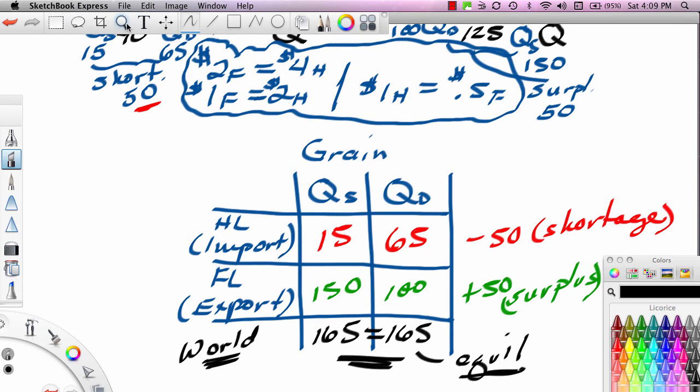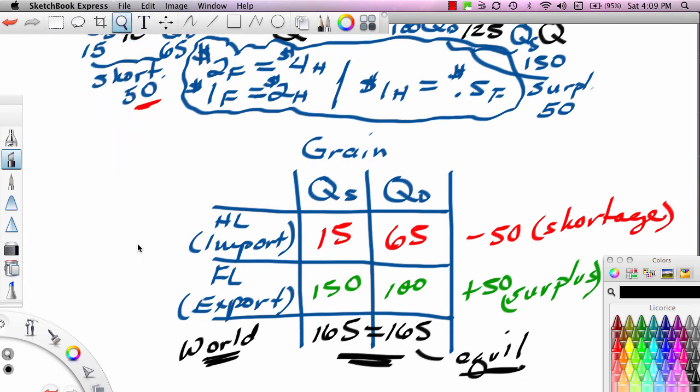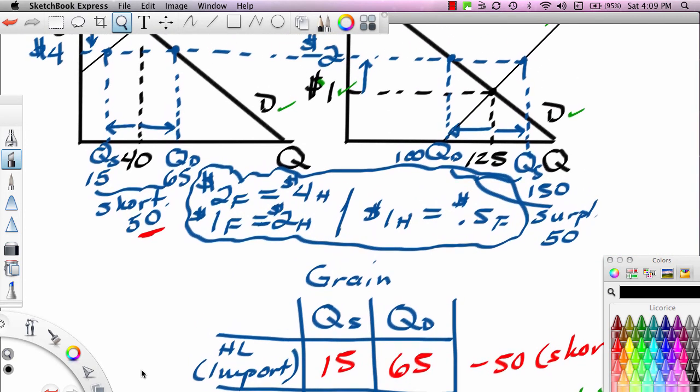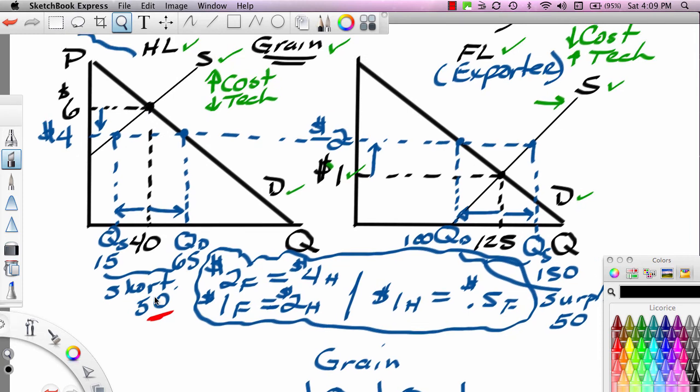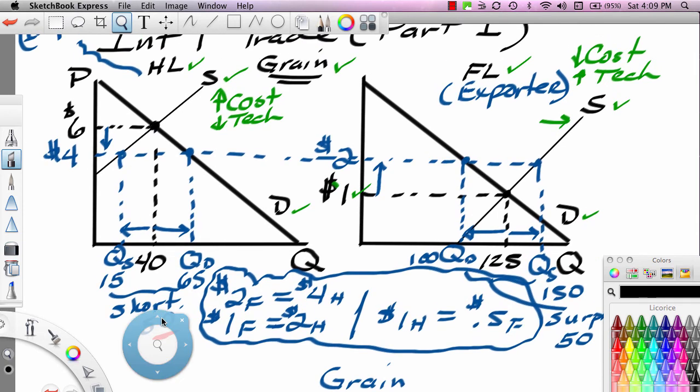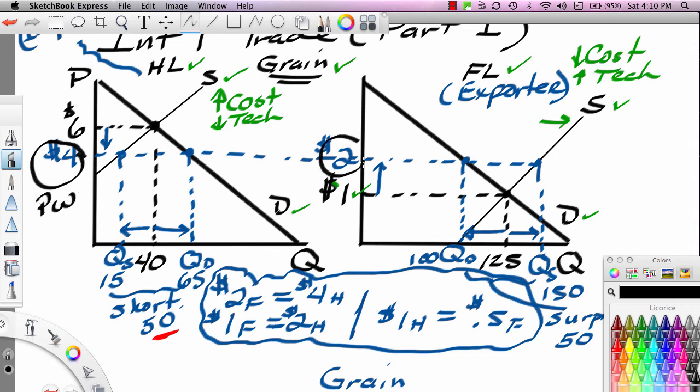So let me go back up here. I want to show you something real quickly. Again, we'll go back up to these markets, and let's keep in mind that 4 is the world price, right? 2 is the world price.